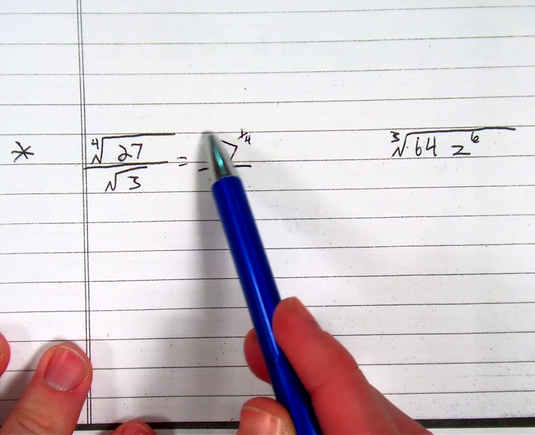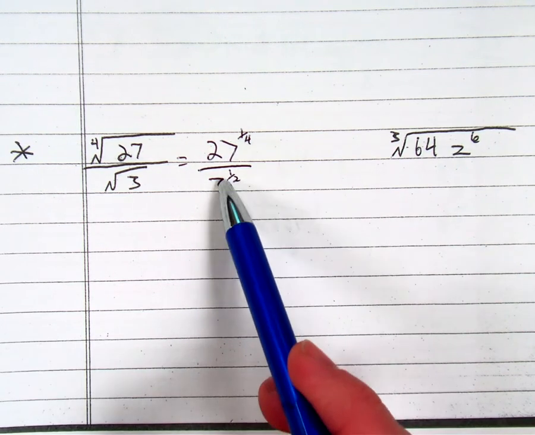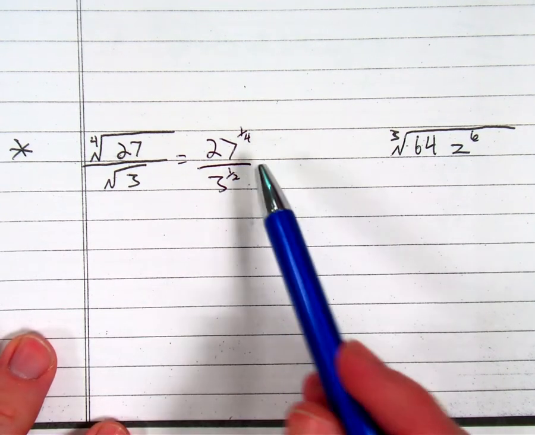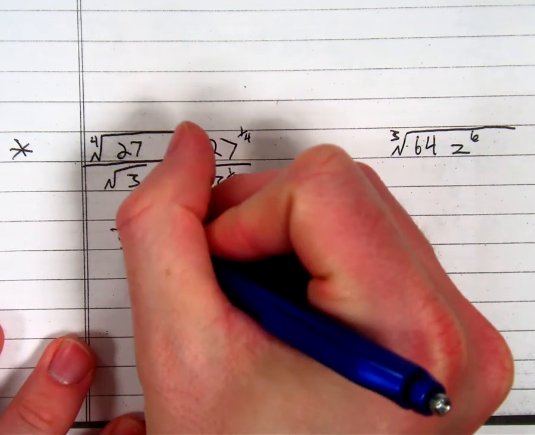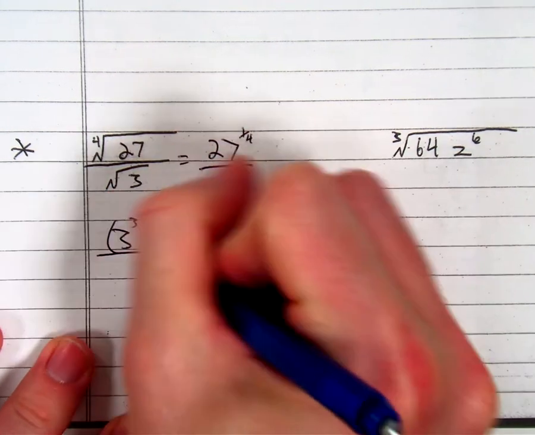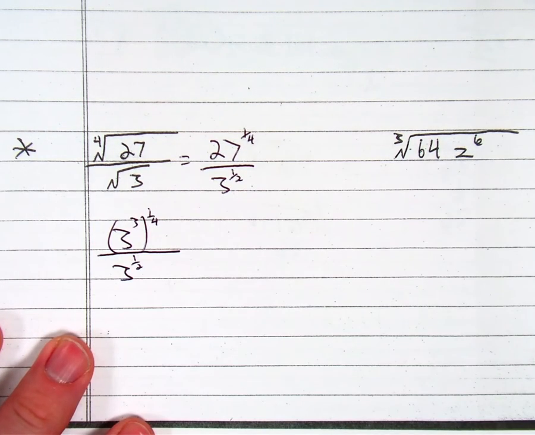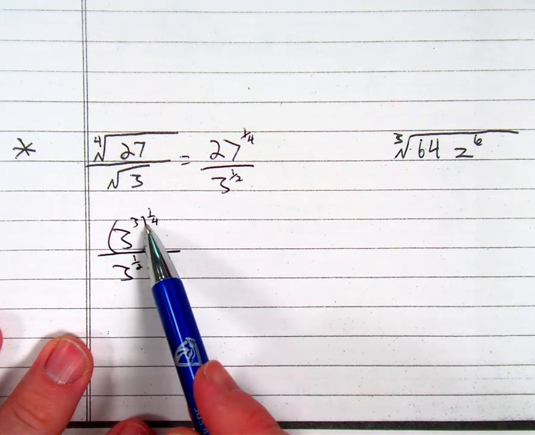27. Is it possible to rewrite 27 as a 3? Well, 27 is the third power of 3. So actually on the top there I'd have 3 to the third to the 1/4 over, now I have 3 to the half on the bottom. Okay, I can simplify that.